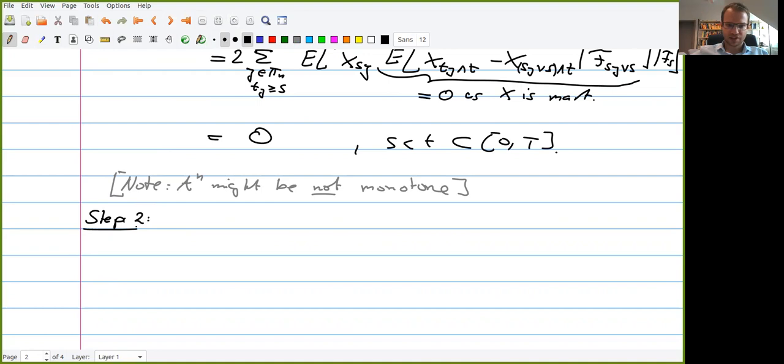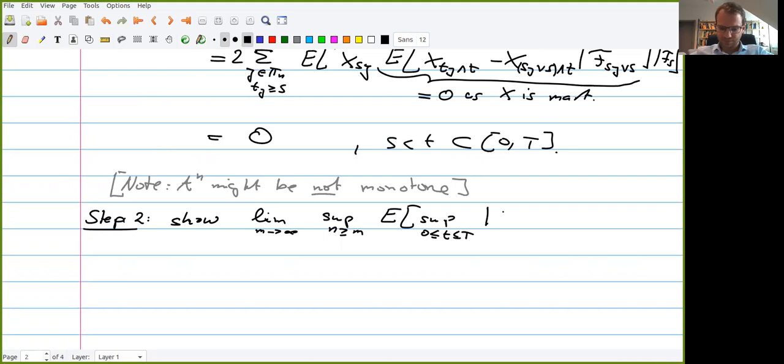Second step. Show that if you look at the limit, let's say m goes to infinity, and we look at the supremum over all n bigger or equal than m, and then we take the convergence uniformly in t, and we look at the difference of An and Am. So this is An minus Am, sorry, that's important here, to the power 2. This goes to 0.